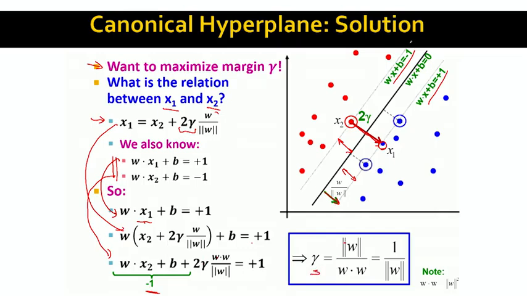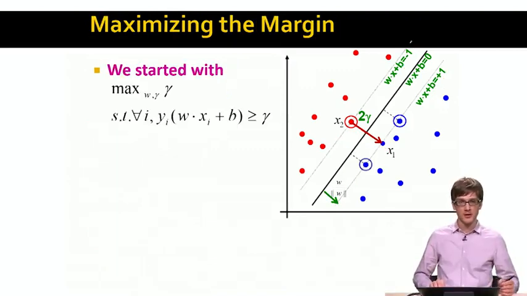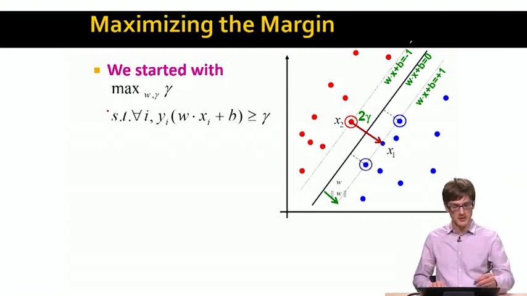So we see that gamma equals twice the length of w times the w dot product with itself. What we note now is that w dot product with itself is simply the square of the length of w. So the length divided by the square of the length is just 1 over the length. So what we arrived at is that gamma, our margin, is 1 over the length of w.